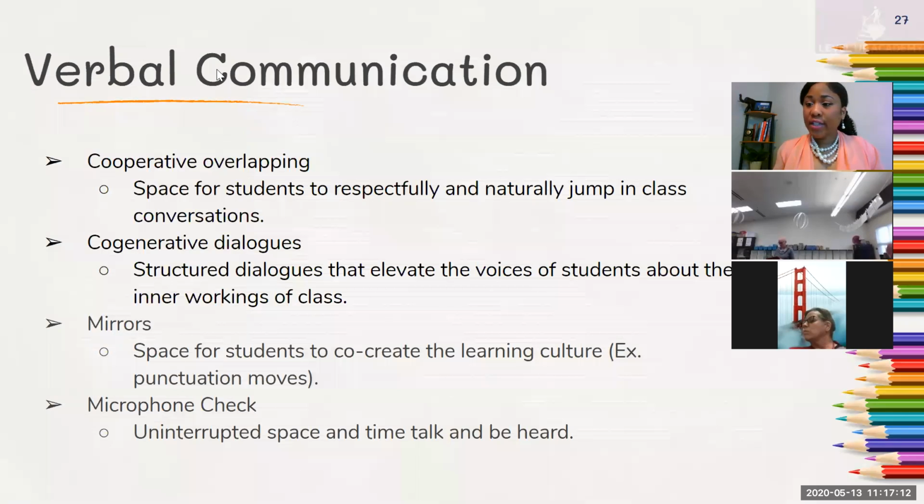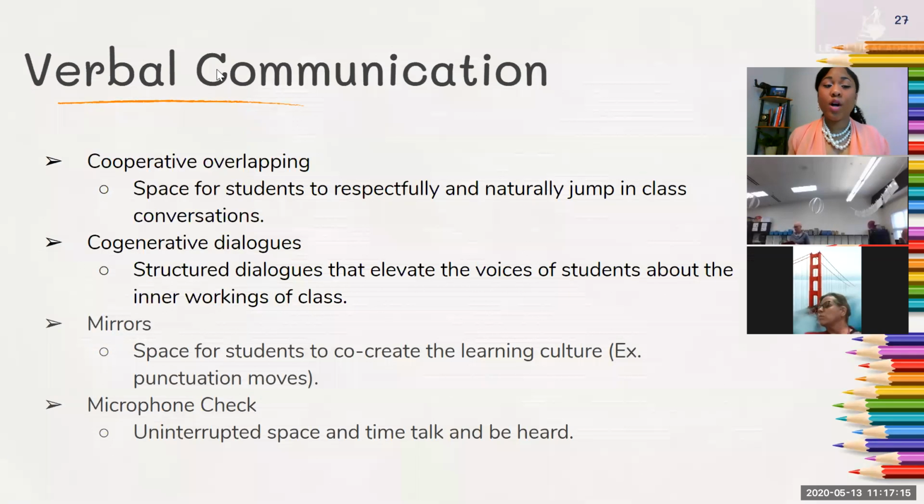All right, so the first thing you see here on this slide is a concept called cooperative overlapping. What this does is it provides space for students to respectfully and naturally jump into conversations. Have you ever been teaching and someone starts talking over you and you're like, be quiet, sit down, you know, you have a reprimand, or another student is talking and they start talking over them. As educators, we usually like order, and we want people to raise their hand, talk one at a time, and things like this. Have you ever reimagined your room in a way, what if no one ever raised their hand? You know what that would look like?